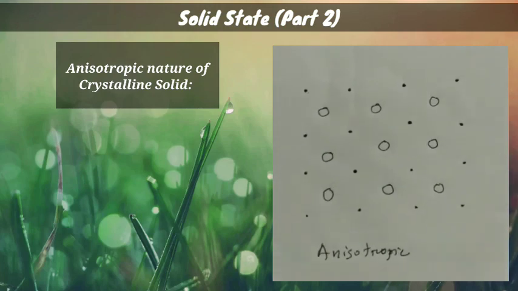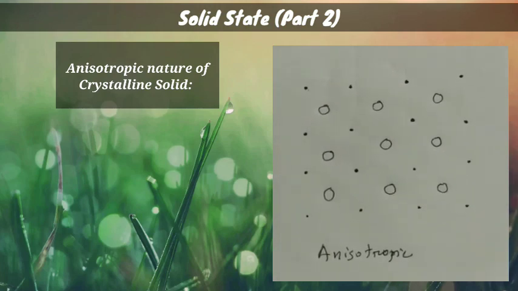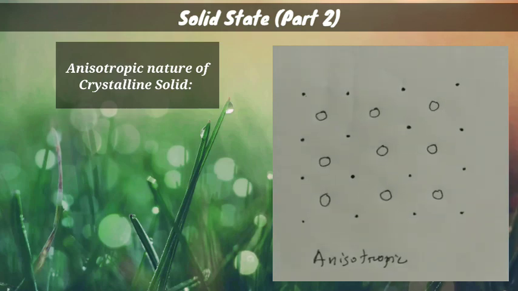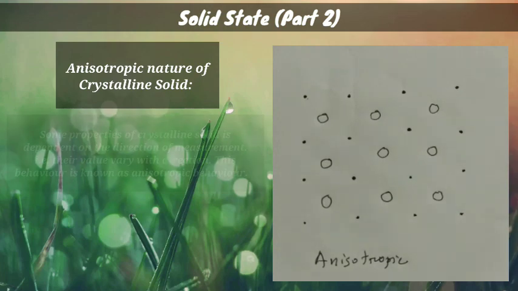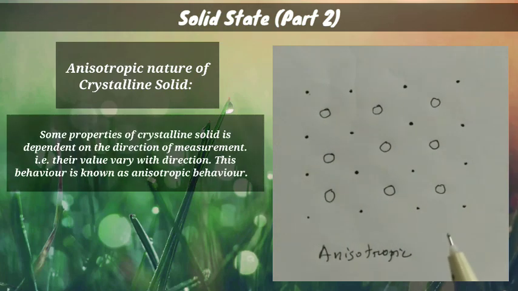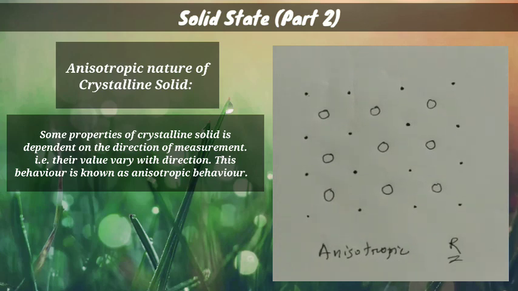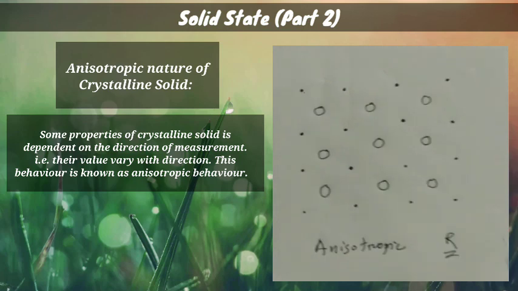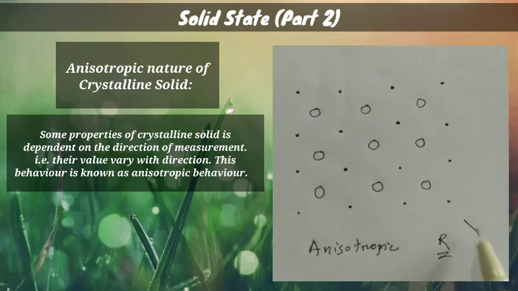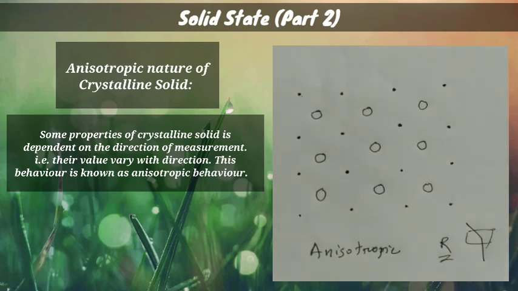So the anisotropic nature is that actually some physical properties, not all physical properties, only some physical properties. Please remember this point. Some physical properties of crystalline solids, like electrical resistance, or even refractive index. That means the light will refract, the direction of the light will change.